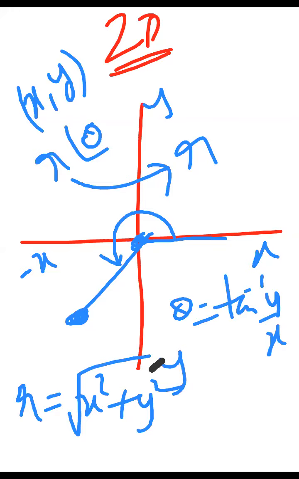Okay, now, anybody, what is the range of r? The range of x is minus infinity to plus infinity. But it is a radius, and the radius can never be negative. So the range of r is 0 to infinity.